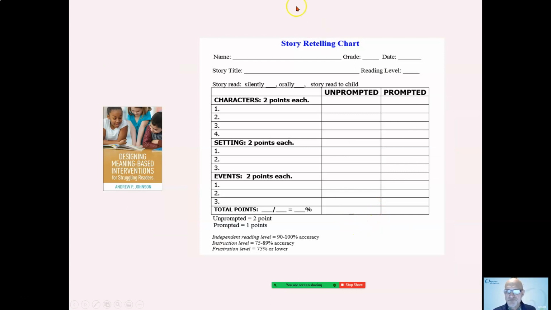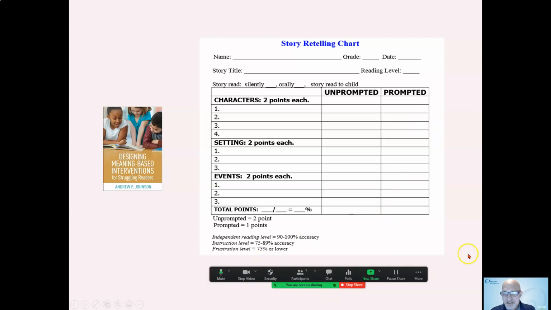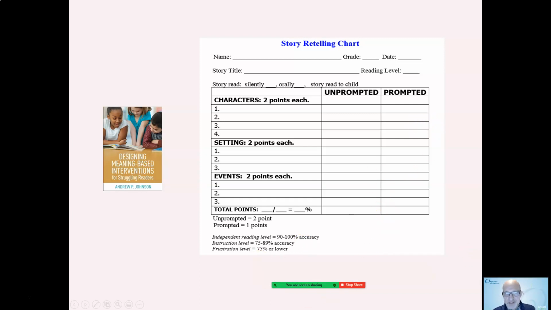A little bit different. Characters, setting, events, and this is a simplified version. Child reads, asks to retell, asks the child, tell me about the characters, tell me about the settings, tell me about the events, prompted, unprompted, and levels. You get the idea.